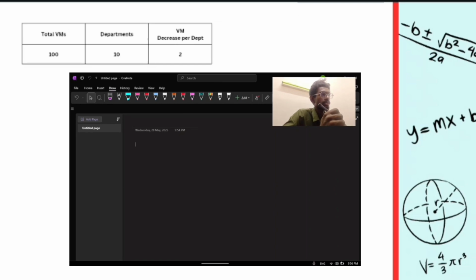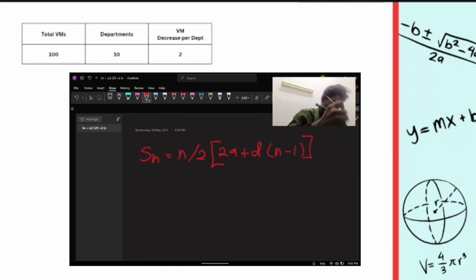So our first task is to determine the number of virtual machines allocated to each department. To solve this problem, we are going to use two formulas. The first one is to find the sum of this arithmetic sequence, which is Sn equals n divided by 2 multiplied by (2a plus d multiplied by (n minus 1)).